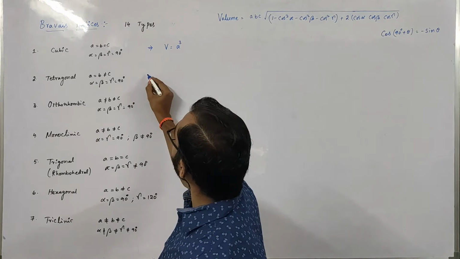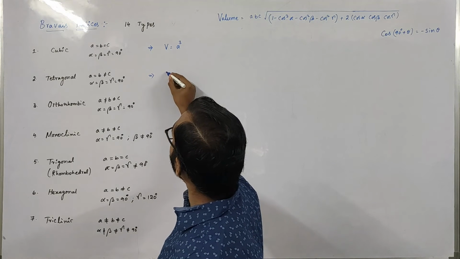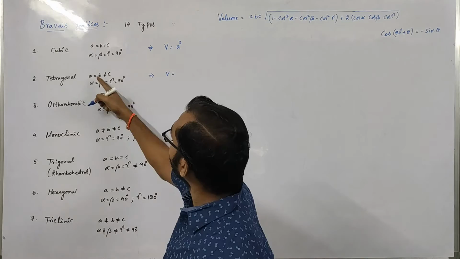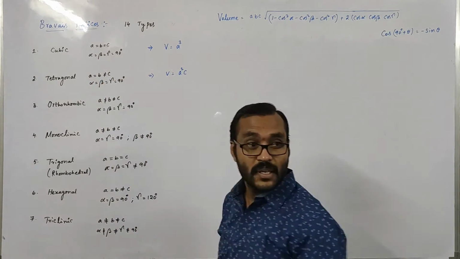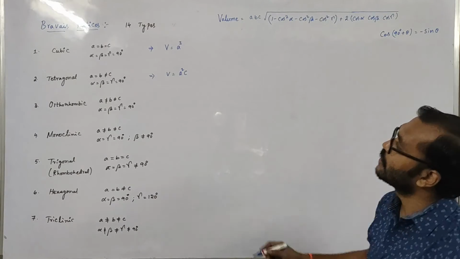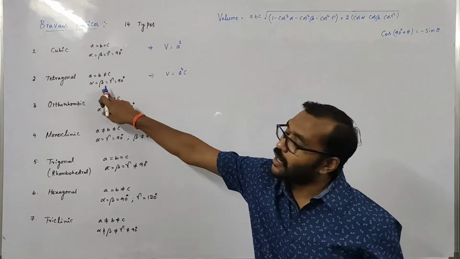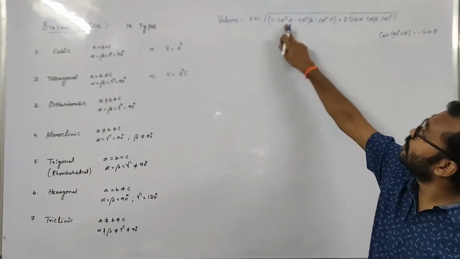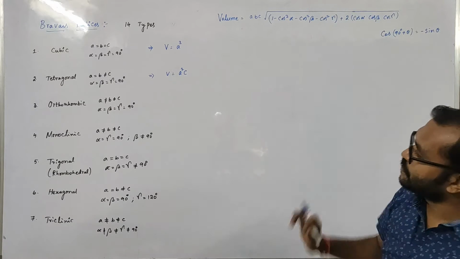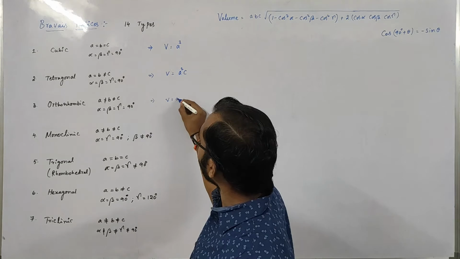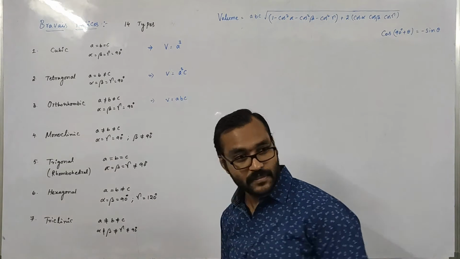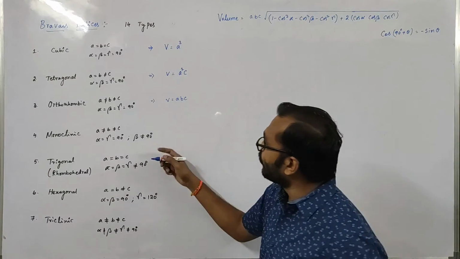Now, what is the volume of tetragonal? A square C, because all angles are 90 and everything else becomes 0. Now the volume of orthorhombic: ABC. Volume of monoclinic.